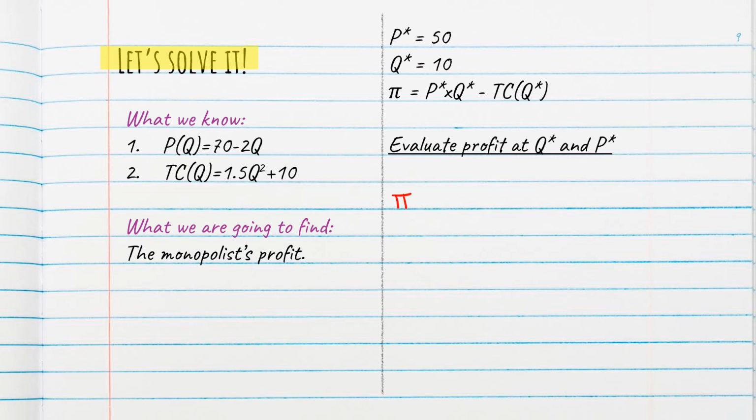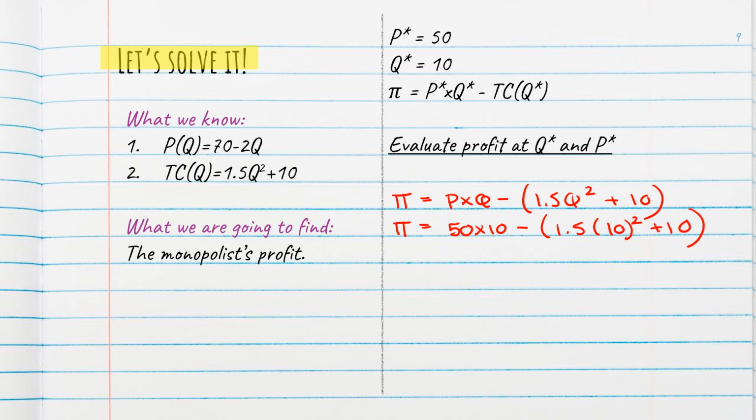So I'm going to start rewriting profit. Profit is equal to price times quantity minus total cost, where total cost is 1.5Q squared plus 10. Now I'm going to fill in what I know about price and quantity. So profit is equal to 50 times 10 minus (1.5 times 10 squared plus 10).